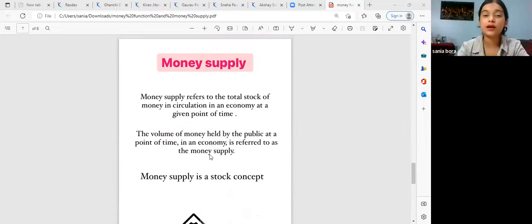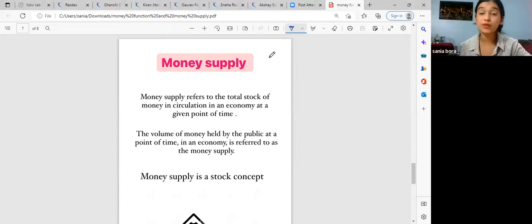Okay, good. So today we'll be starting with the new concept, which is money supply. Now what is money supply? If I ask you, Naveen, what is money supply, you will say, ma'am, how much money I have? The total amount of money you have is known as money supply.